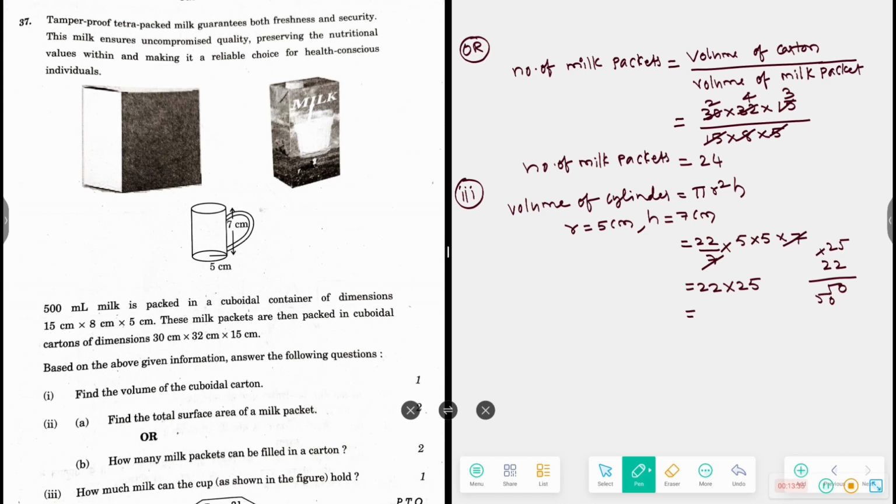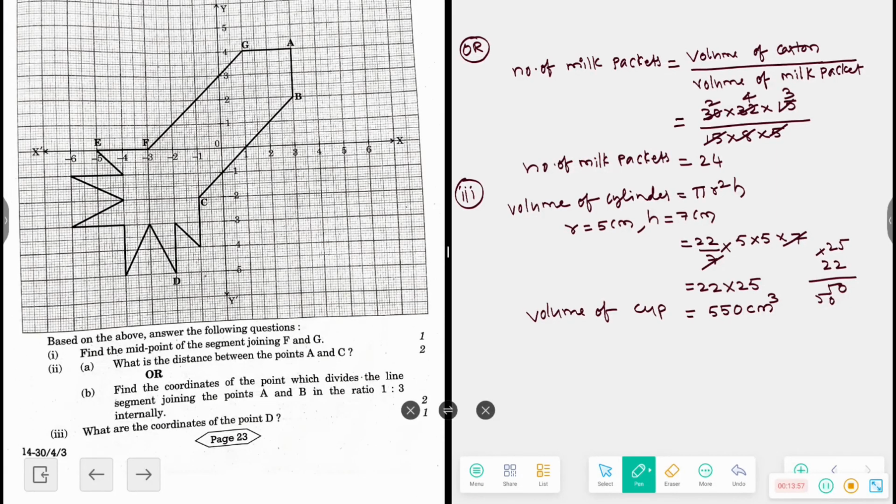So what it is, 550 centimeter cube. This is what volume of cup. This is another one mark question. So these are the answers of question number 37 case study. Surface areas and volumes is a little easy, a bit easy only.